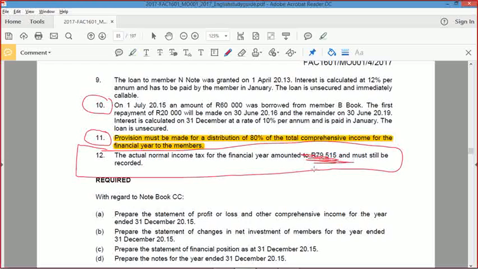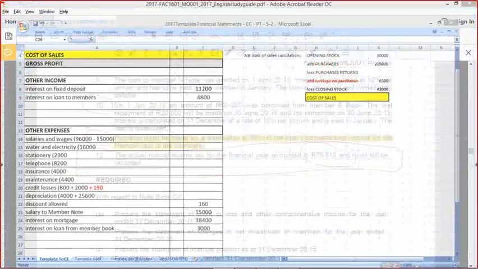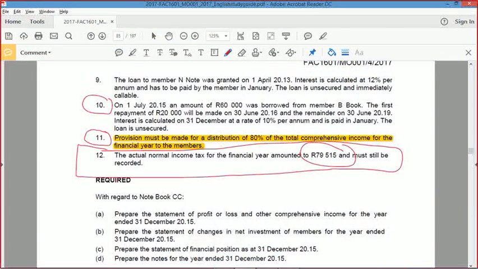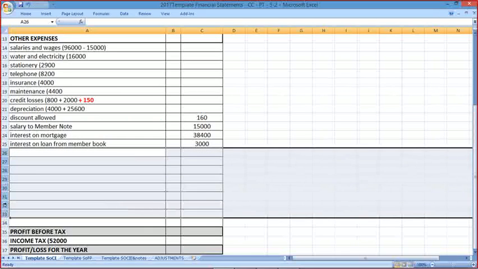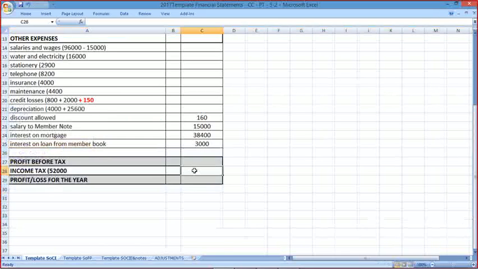What is this here? The 79,515. So let's just see the actual normal income tax for the financial year amounted to and must still be recorded. So that's we record there at the bottom. Good, as tax, 79,515, good. So we recorded it on the statement of comprehensive income. $79,515. Okay.